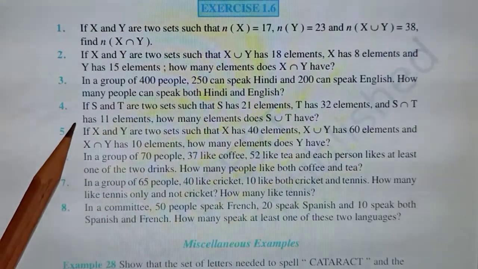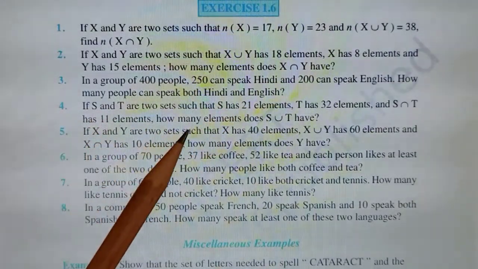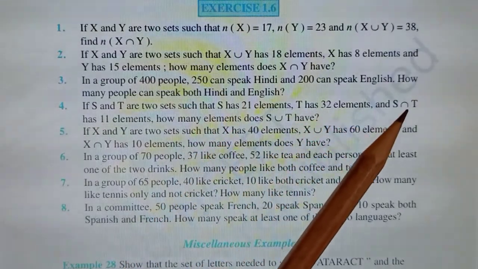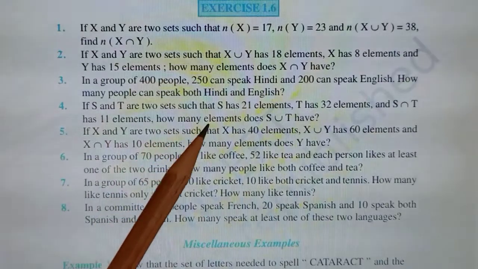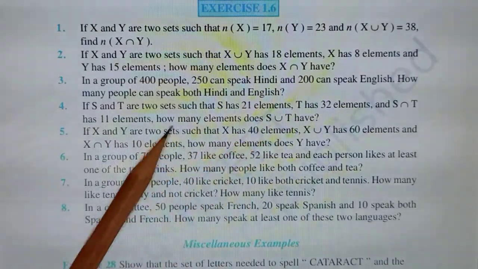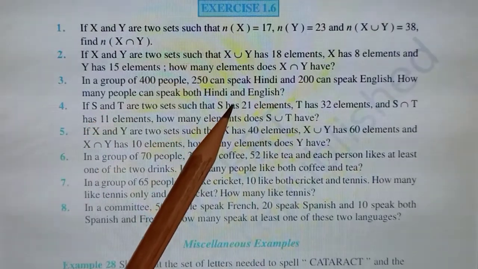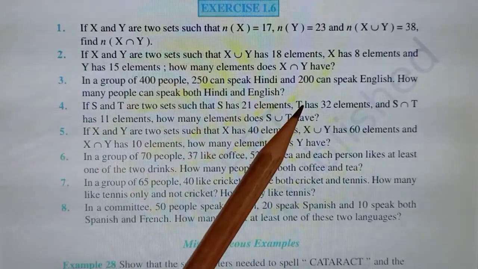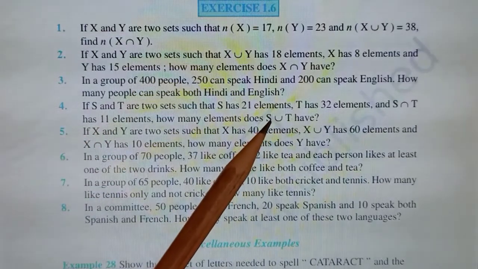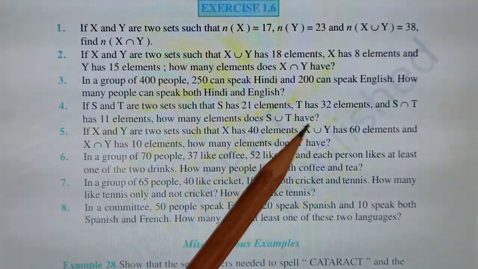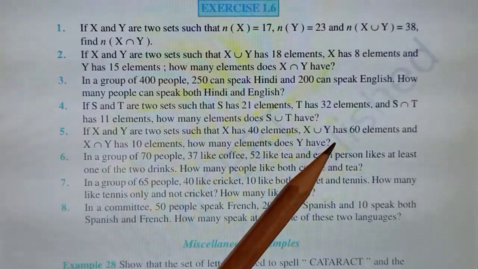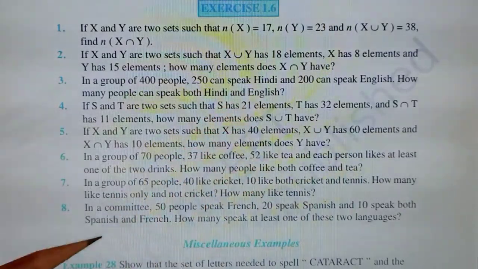Okay, now let's see the next one. If S and T are two sets such that S has 21 elements, T has 32, and S intersection T has 11 elements, how many elements does S union T have? So I think by now it's clear. You'll write cardinal number of S 21, cardinal number of T 32, cardinal number of S intersection T 11, and by formula cardinal number of S union T is equal to cardinal number of S plus cardinal number of T minus cardinal number of S intersection T. Put the values and get your answer. So very simple these problems are.